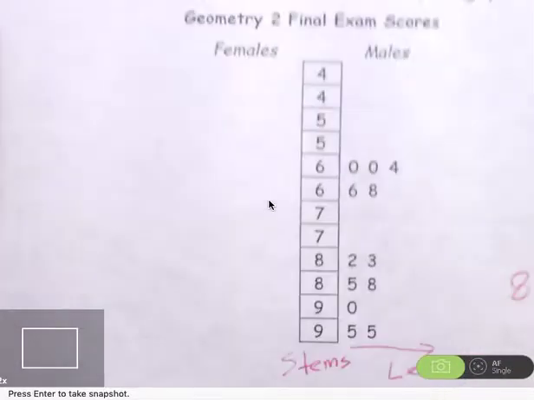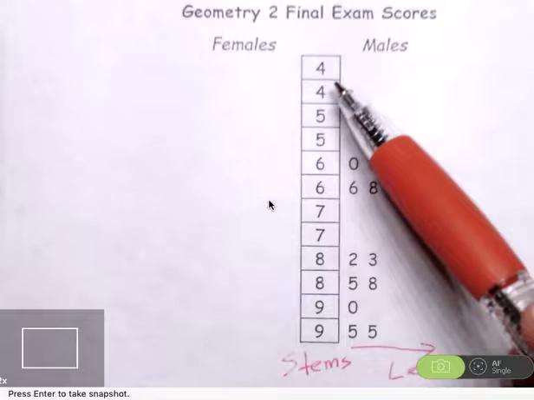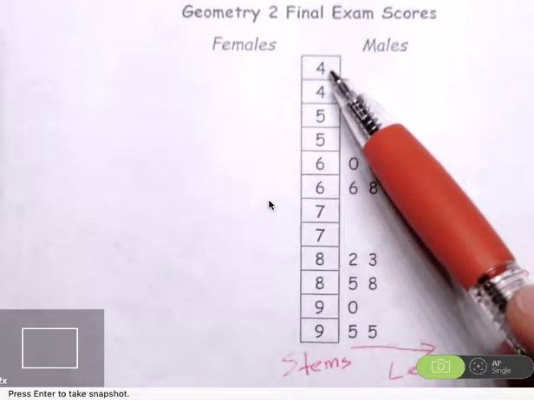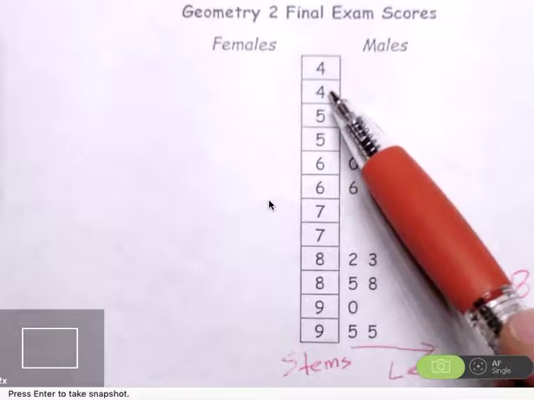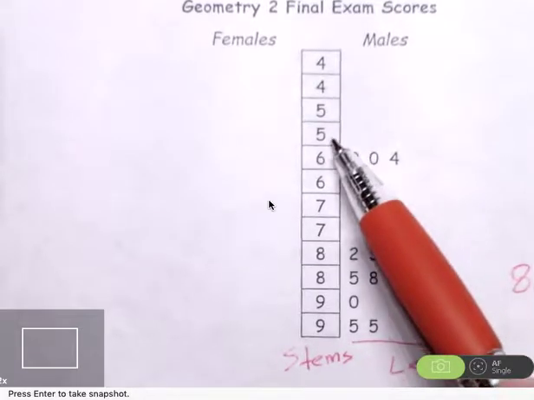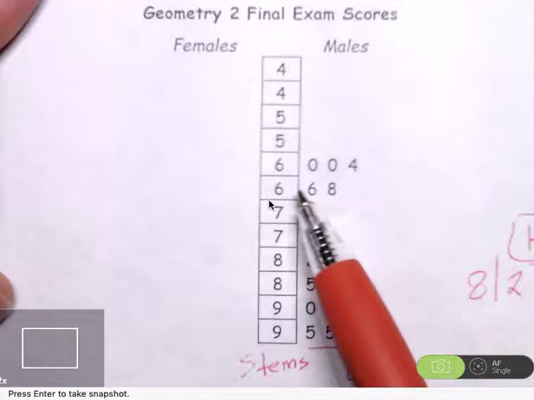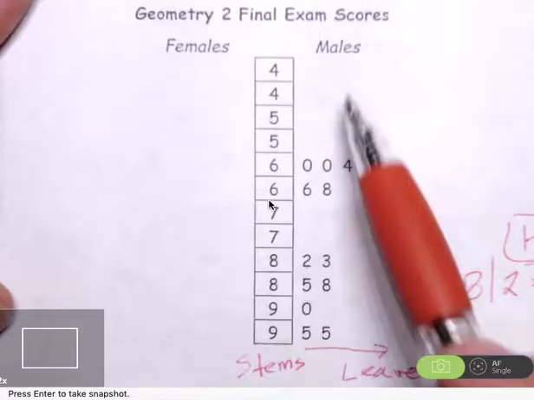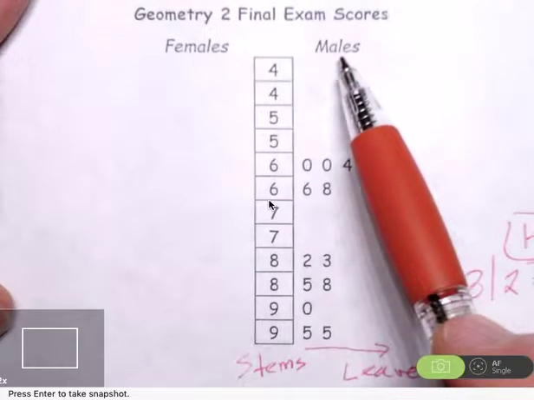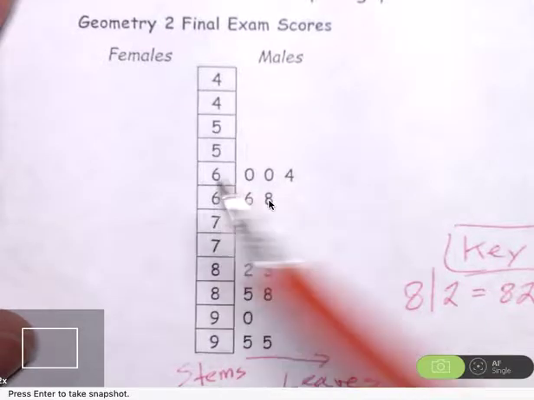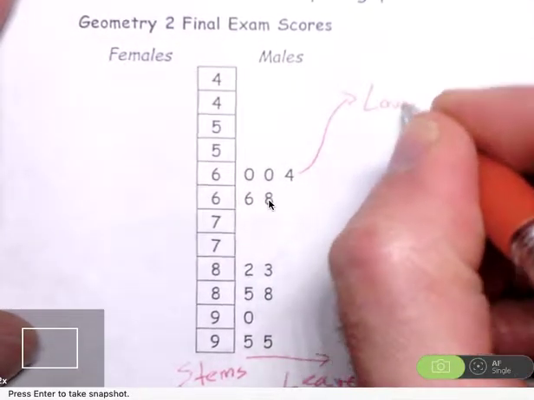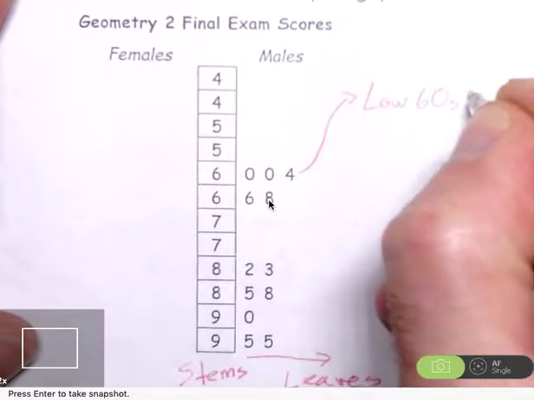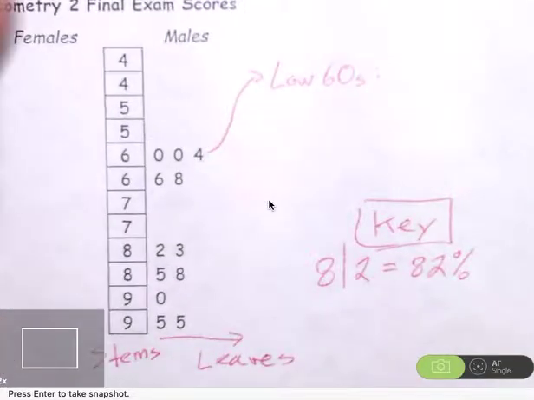Notice that the stems, though, I've split. In other words, this 4 represents percentages in the low 40s. This 4 is for the percentages in the high 40s, low 50s, and high 50s. Let me be more specific here. These two 6s, and this is the Geometry 2 exam scores for the males. Let me explain.